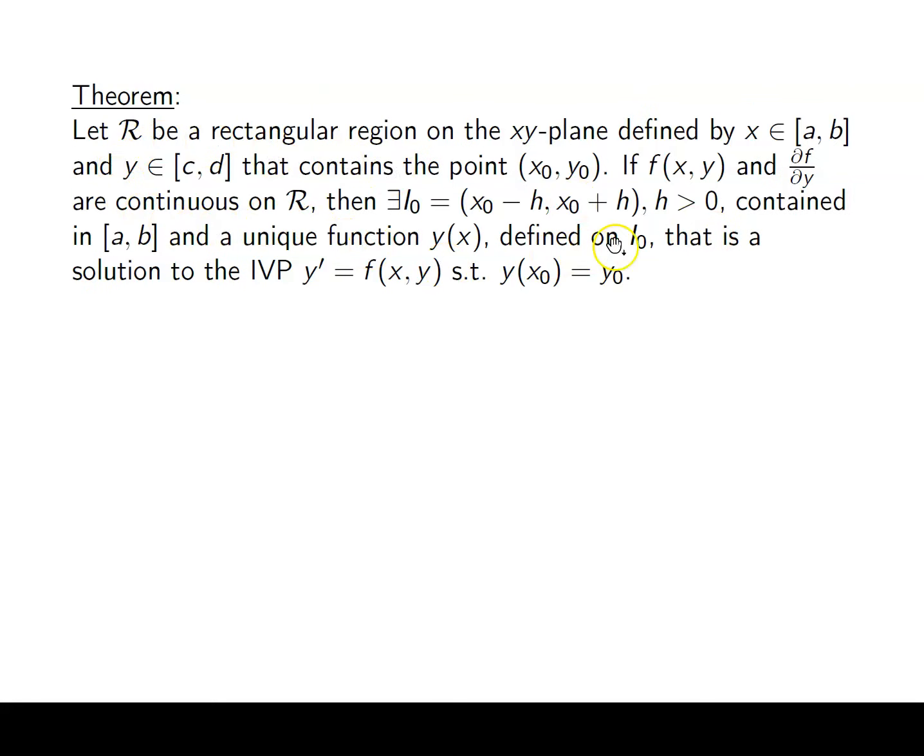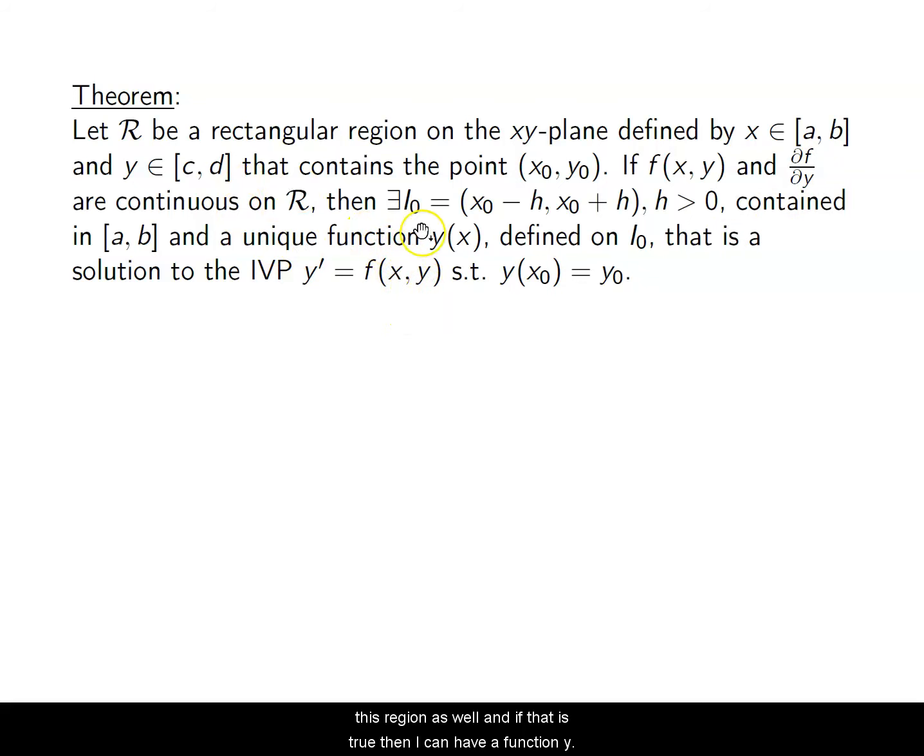Okay, so it's saying that if this is my solution, I need a function that's continuous and its partial in terms of y is continuous as well. If you notice here, my function is y prime equals f of x,y. So I have y prime on one side and my f of x,y on the other side. It says that this f of x,y needs to be continuous on R, the region, and its first partial in terms of y needs to be continuous over this region as well.